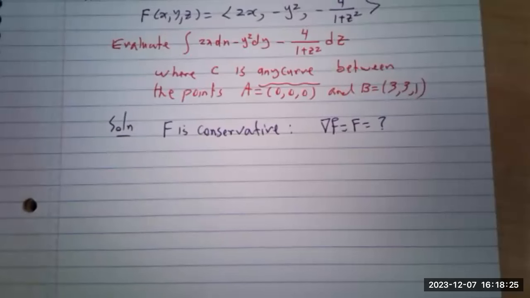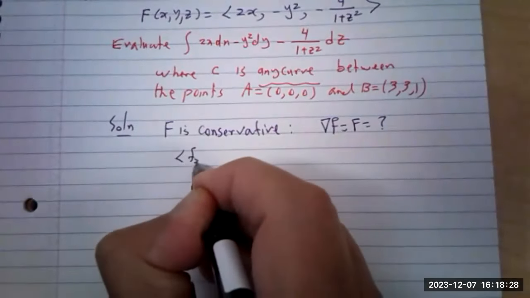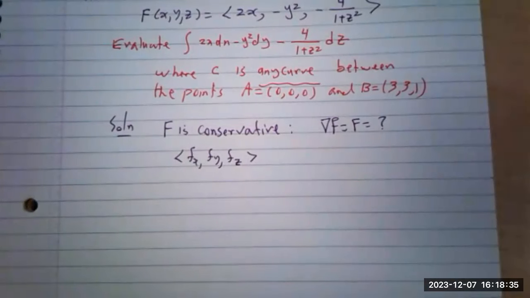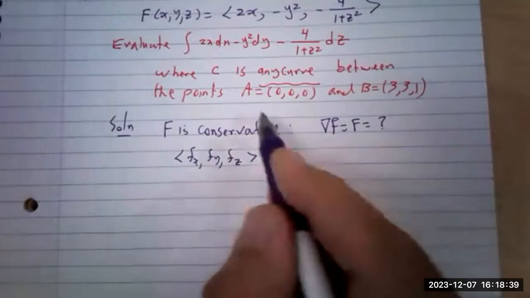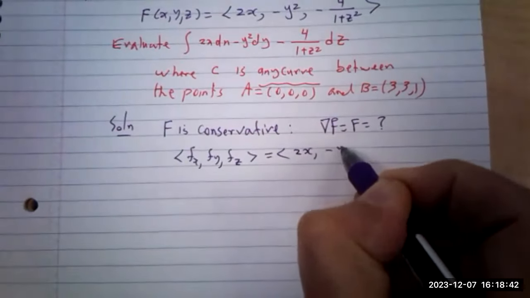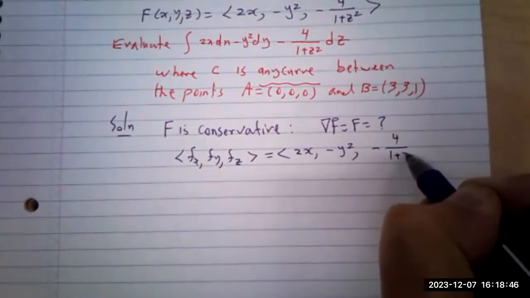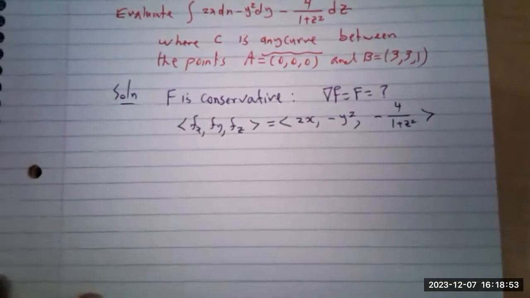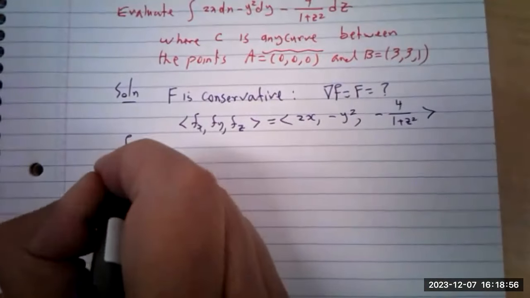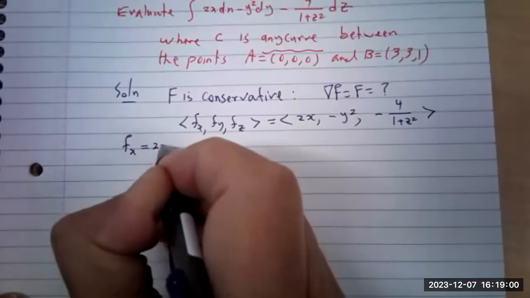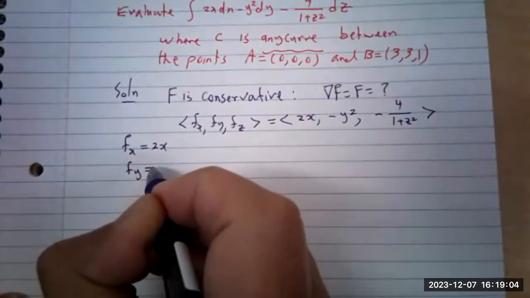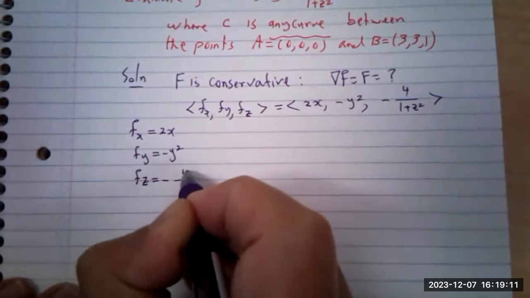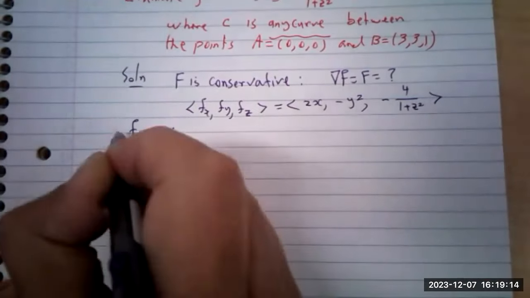Okay, start the procedure. For the potential function, remember this is the way we do it: f sub x, f sub y, f sub z in this case. If it's two-dimensional, you just need f sub x and f sub y. It's three-dimensional, so we're going to use all three. So the components 2x, negative y squared, negative 4 over 1 plus z squared, equal to each other, a system of equations, and start solving it. So we get f sub x is equal to 2x, f sub y is equal to negative y squared, and f sub z is equal to negative 4 over 1 plus z squared. That's the system that you have.